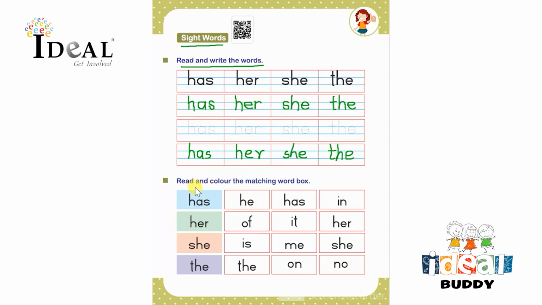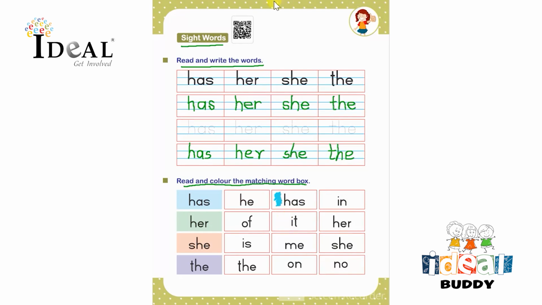After that they have to read and color the matching word box. So the first word over here is has. So they have to read the words given over here in the word box. So the first word is he, then it is has, and then it is in. So they have to color the matching word box. They can use pencil colors for doing the same.